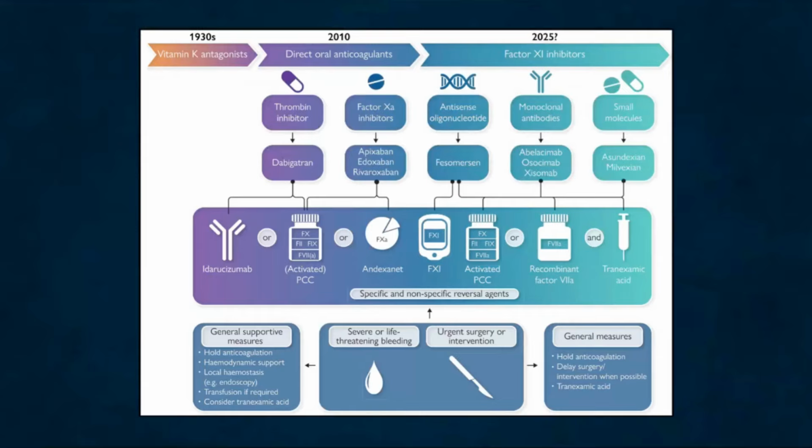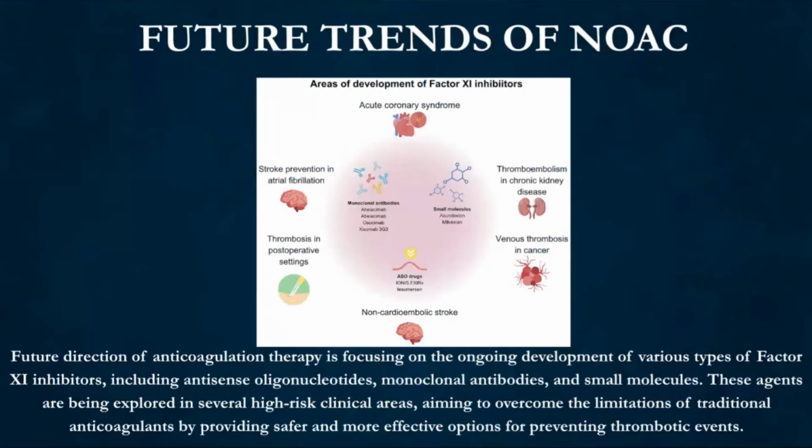So now what is the status of new oral anticoagulants in the year 2025? Those are the agents which are termed as factor 11 inhibitors. They are antisense oligonucleotides, monoclonal antibodies, and small molecules. So those are the trends of new oral anticoagulants. We are moving forward with the development of new oral anticoagulants.